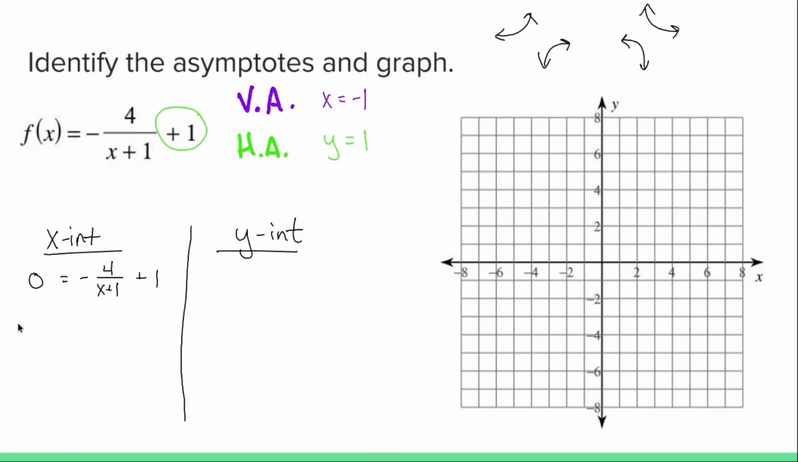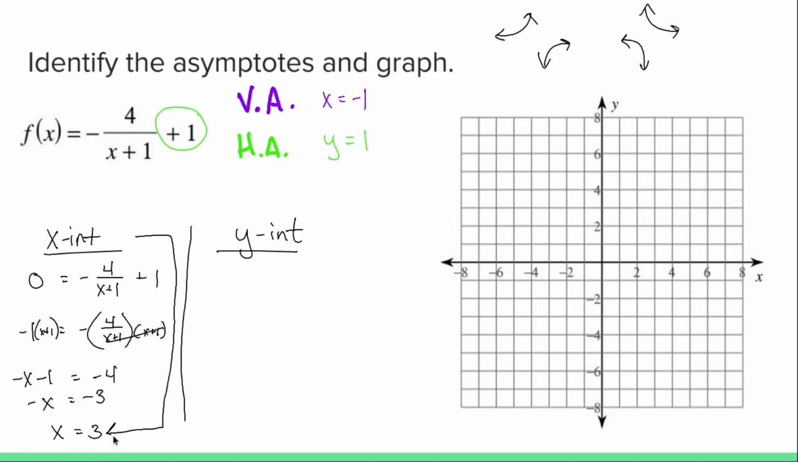If I subtract 1 from both sides, I'm going to have negative 1 equals negative 4 over x plus 1. If I multiply both sides by x plus 1, I get a little bit of distributive property action going on here. You cross out, and I have negative x minus 1 equals negative 4. Let's add 1 to both sides. I'm not really showing my work here because I don't have the space, so adding 1 to both sides gets me negative 3. And if negative x is negative 3, then positive x is positive 3. So that's my x-intercept. My x-intercept is going to happen at x equals positive 3. Okay, not so bad. Not good either, but not so bad.